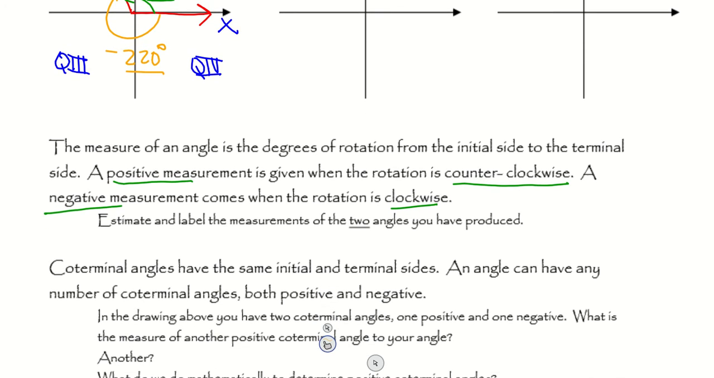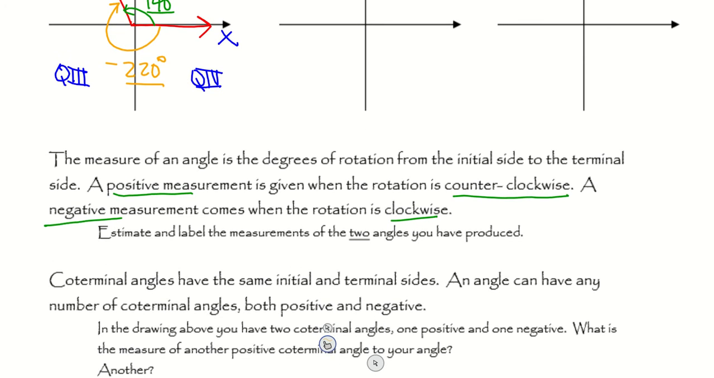The next thing we need to talk about are coterminal angles. Terminal means end, co means together, so coterminal angles are angles that both have the same initial and the same terminal side. An angle can have any number of coterminal angles, both positive or negative.